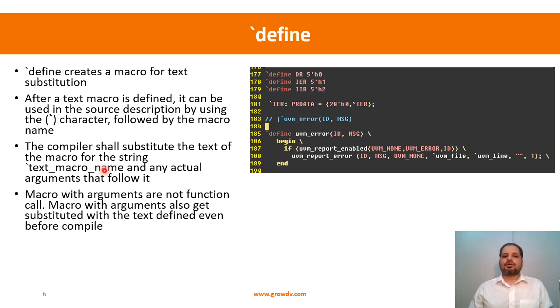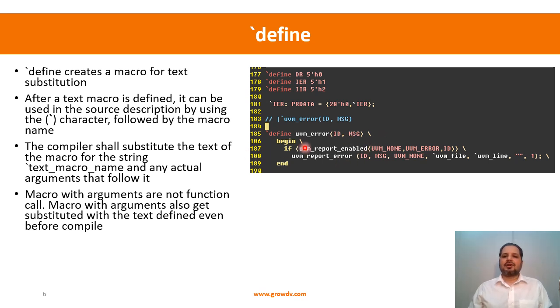Let's look at a few more examples. You can actually even pass arguments to the `define macro. Passing arguments to macros is heavily used in the context of UVM. So we say `define UVM error, and then we are passing a bunch of arguments. Note that this doesn't behave like a function call. It might appear like a function call, but it doesn't behave like one.